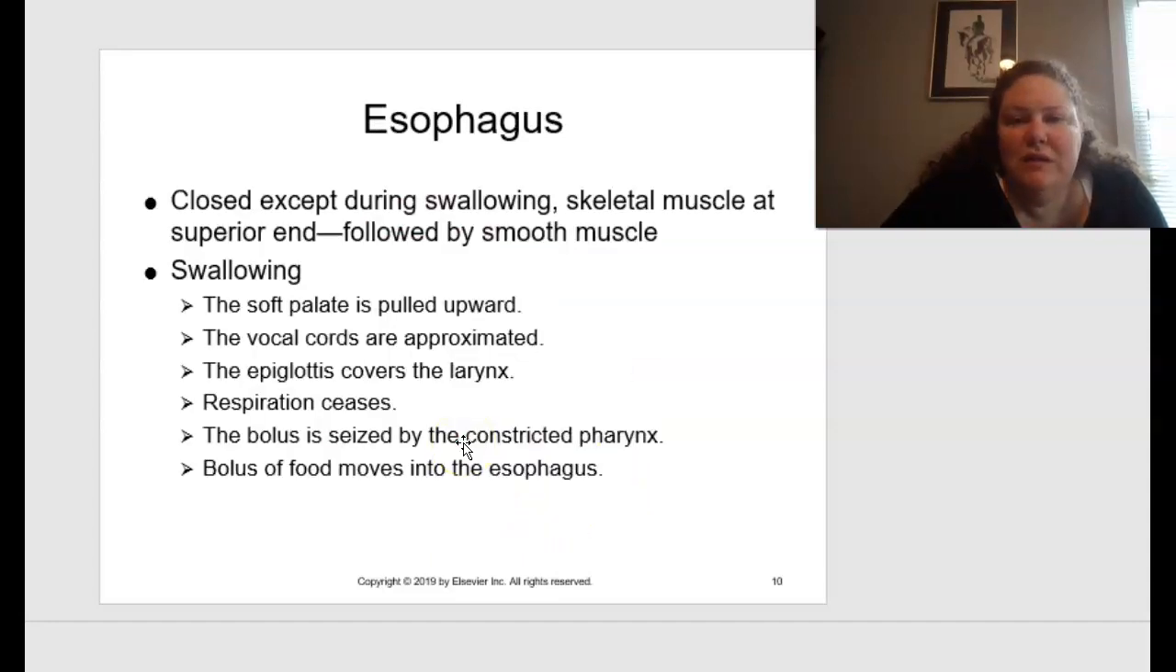So specifically talking about the esophagus, this is closed except for during swallowing, and it is skeletal muscle at the superior end, and then it transitions into smooth muscle.